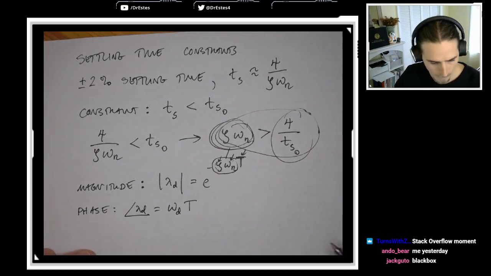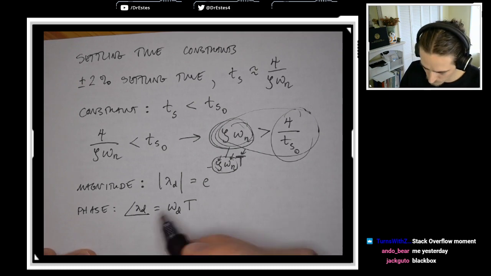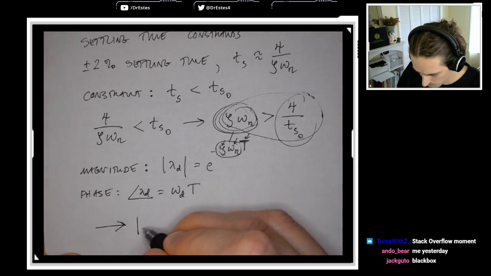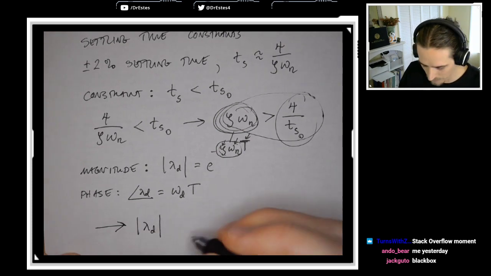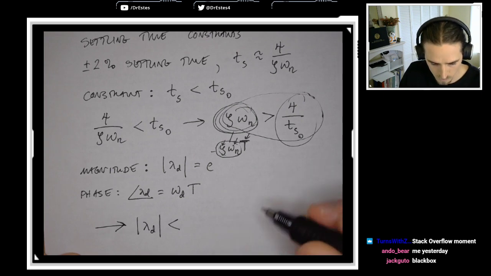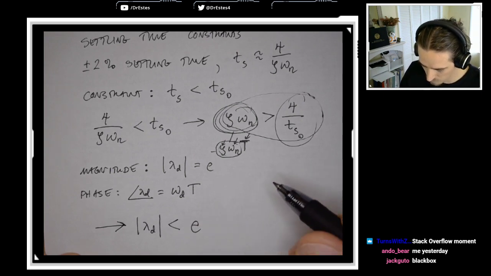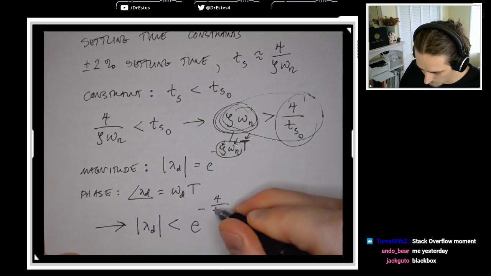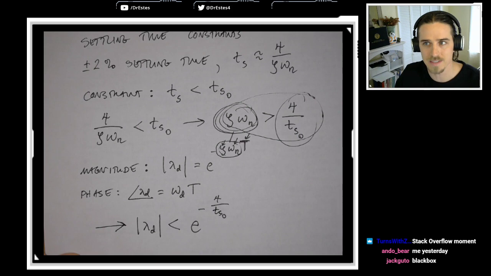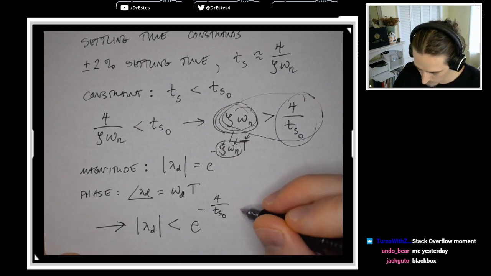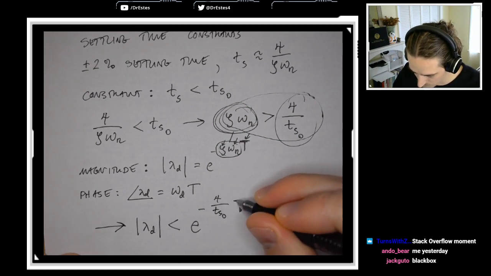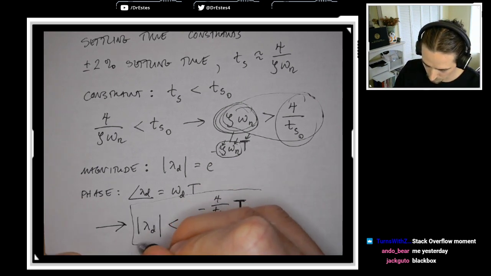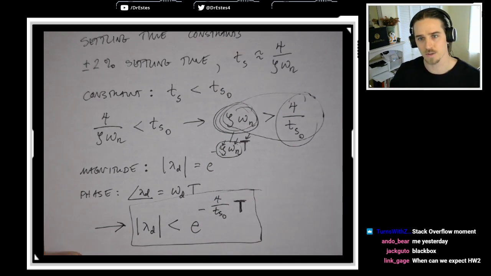So we're going to have this relationship. Therefore, to meet that settling time constraint, our magnitude needs to be less than e to the minus, and then I'm going to make this substitution, 4 over whatever you wanted that settling time to be, T_s naught, times your sampling period here. So this is the next layer that we're going to add to our code.